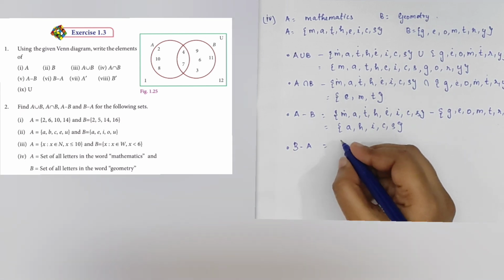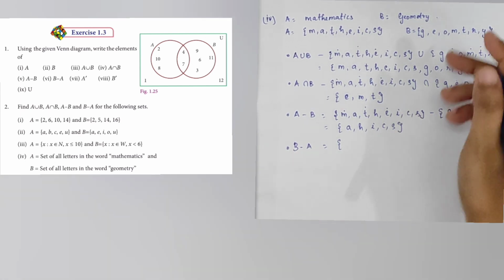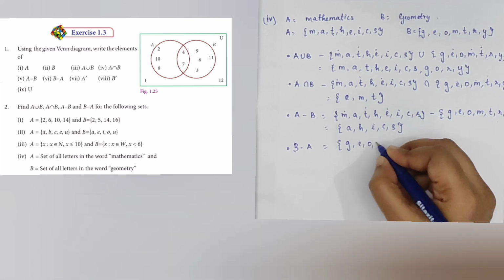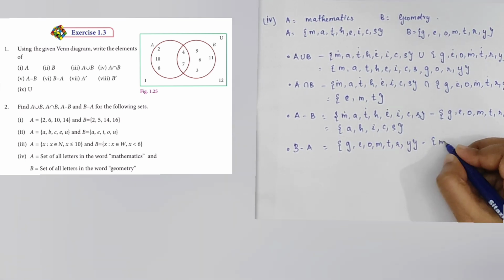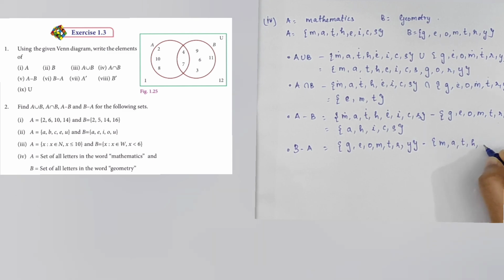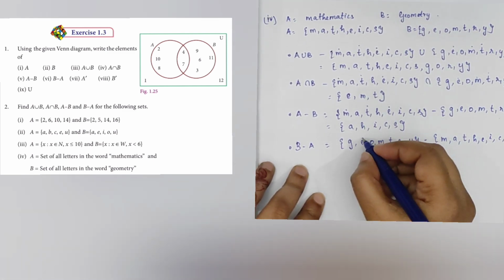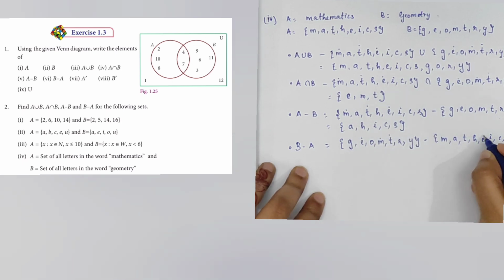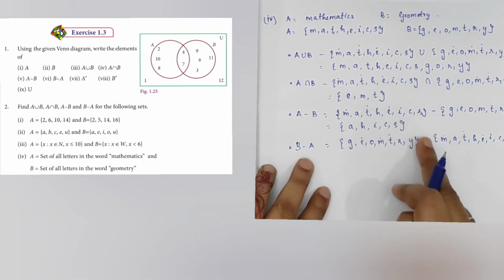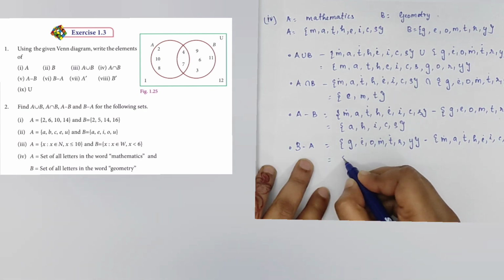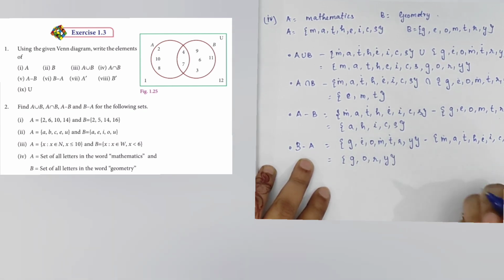Now list out the elements of B, then you have to list out the elements of A. Okay. So B minus A. So G, E, O, M, T, R, Y minus M, A, T, H, E, I, C, S. Now list out the common elements, E, M, T. Just mark it. Okay. Now list out the uncommon elements of the first set B. That is G, O, R, Y.